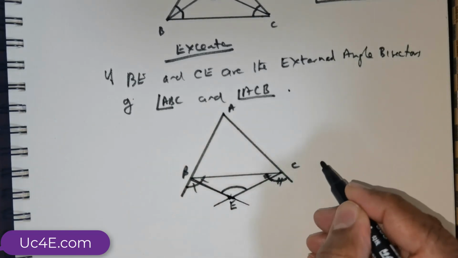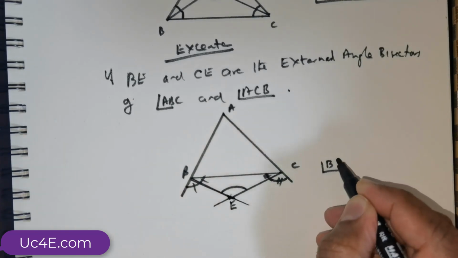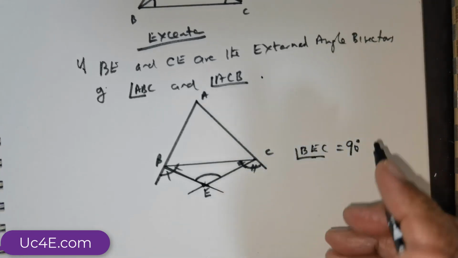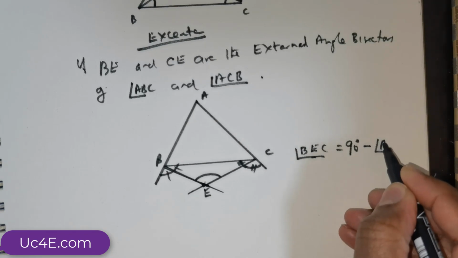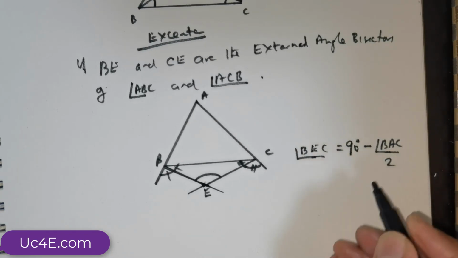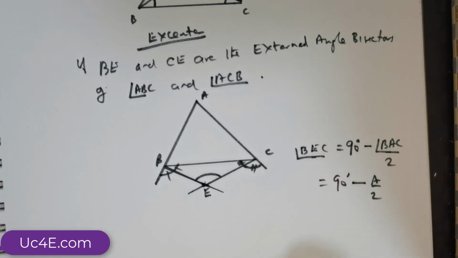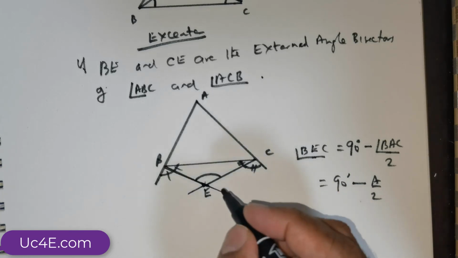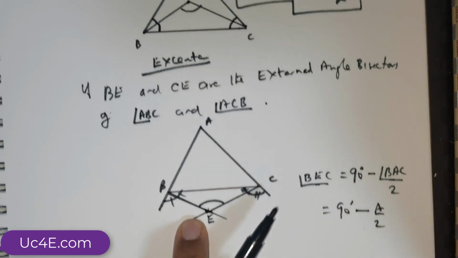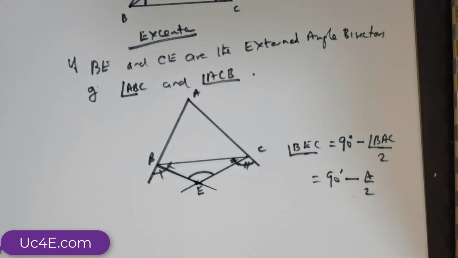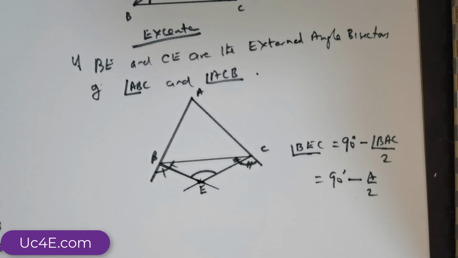Now this angle BEC is given as 90 degree minus angle BAC divided by 2. So this is also rewritten as 90 degree negative A over 2. So this is the excenter. In the incenter it was positive, but in the excenter it's negative. So remember the excenter and the incenter and the angles that are being represented here. So we will come back to this concept later on.